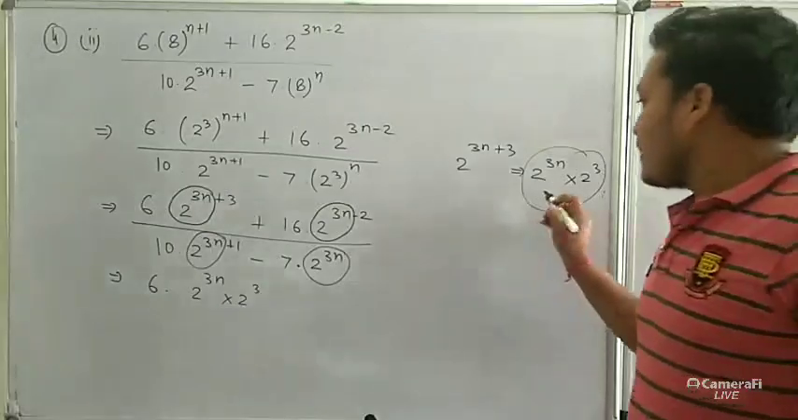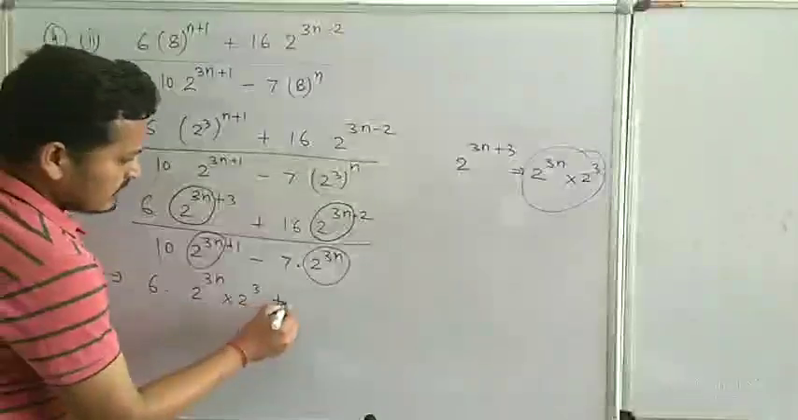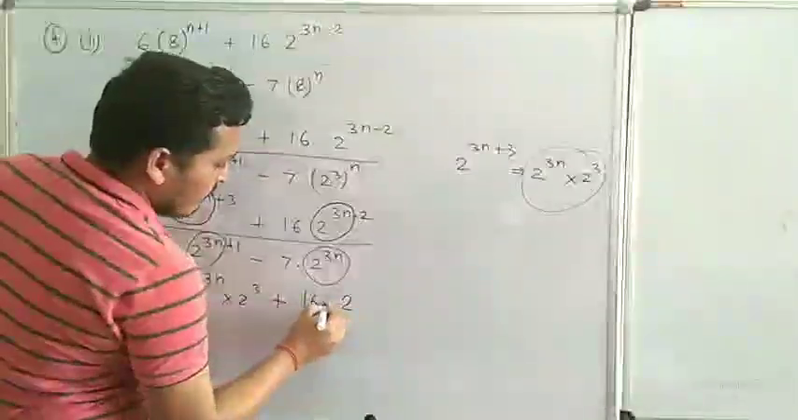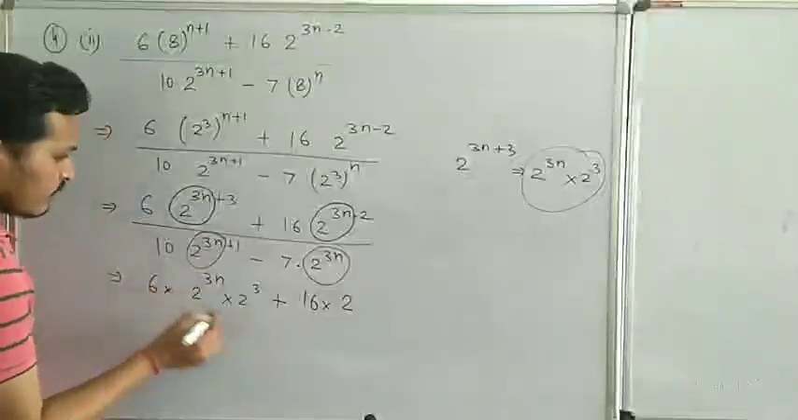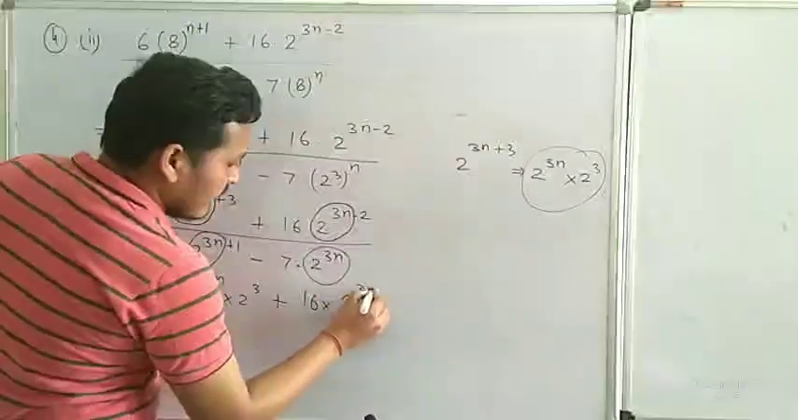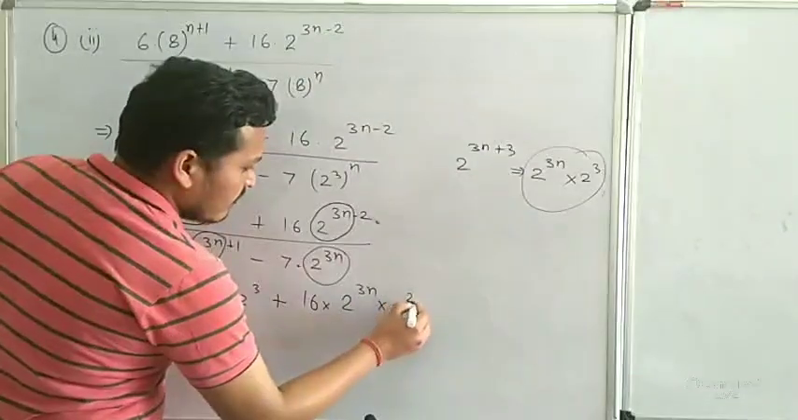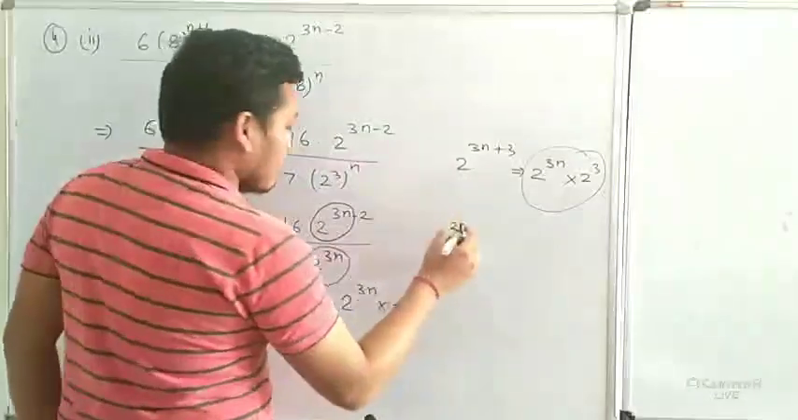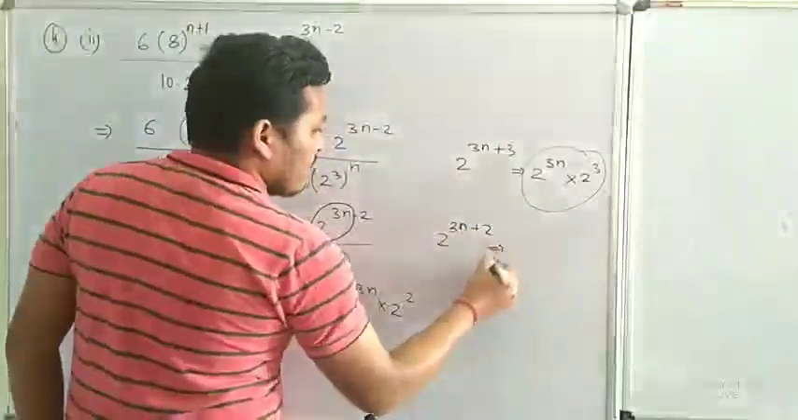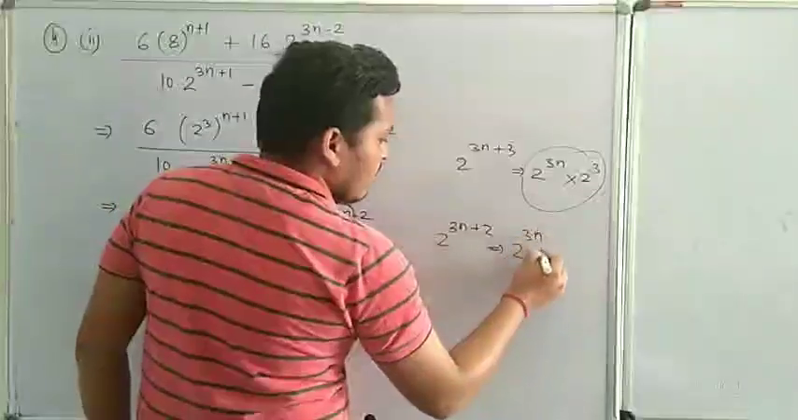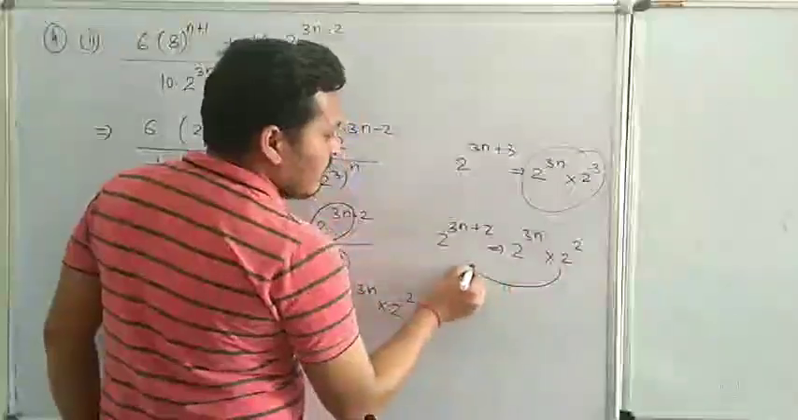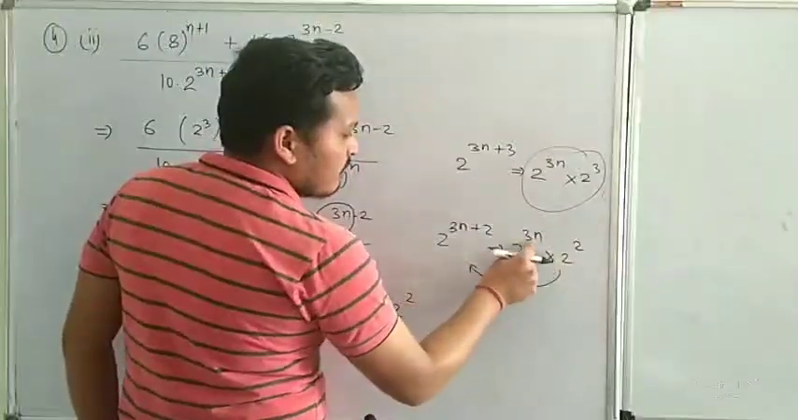Yes, okay, so this part we can write 2 to the power 3n into 2 to the power 3 plus 16. Similarly we can break this part 2 to the power 3n into 2 to the power 2, 2 to the power 3n plus 2. So this part we can break 2 to the power 3n into 2 to the power 2, because when we solve it, the base is the same and the powers will add.